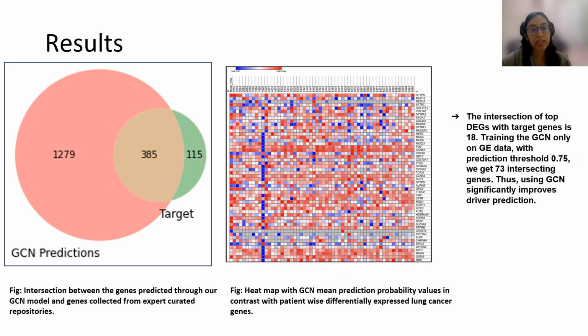The second graph is a heat map, wherein the first column represents the mean prediction from a GCN trained on only gene expression data, and the subsequent columns are patient-wise gene expression. Using only the gene expression value from column 2, we get the top differentially expressed genes as 18. Using only mean prediction values from the GCN, we get the top differentially expressed genes as 73. This shows us that even training a GCN on single omics data is far superior to using the data just as it is.